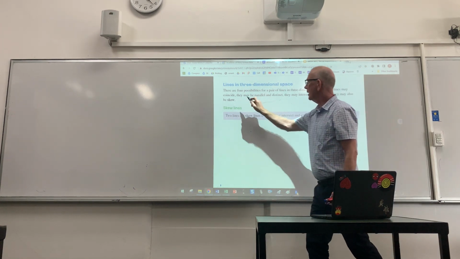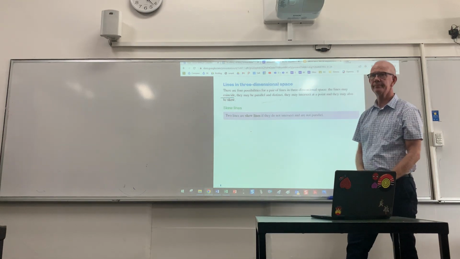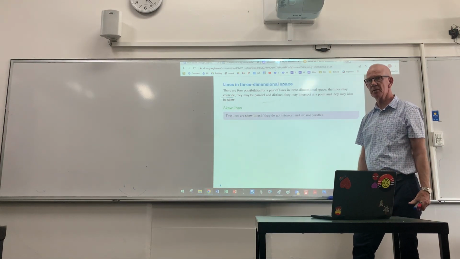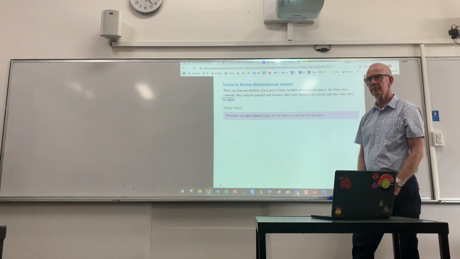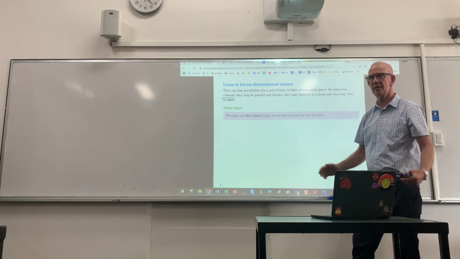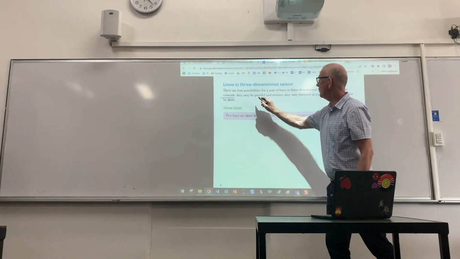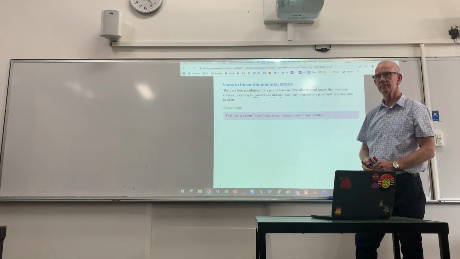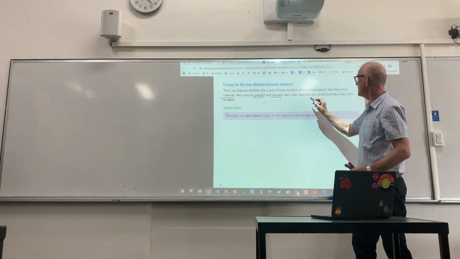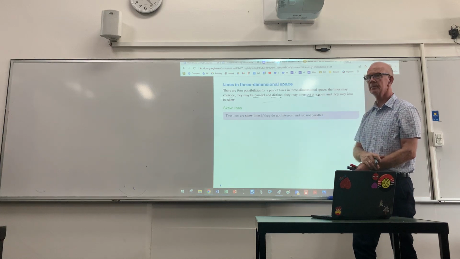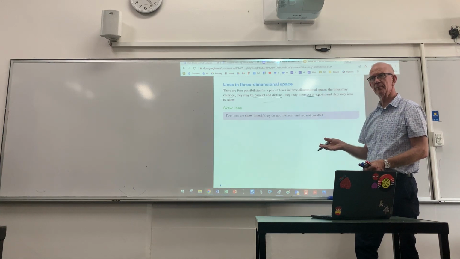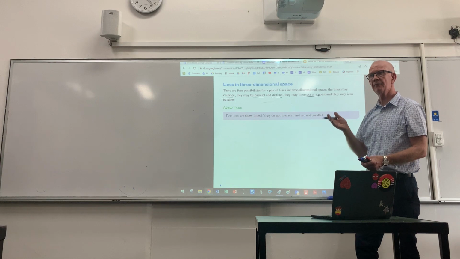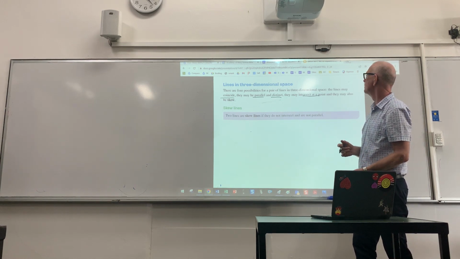The lines may coincide, be absolutely on top of each other in all aspects. They might be parallel and distinct. They might intersect at a point, or they might be skewed. So there are 4 situations.